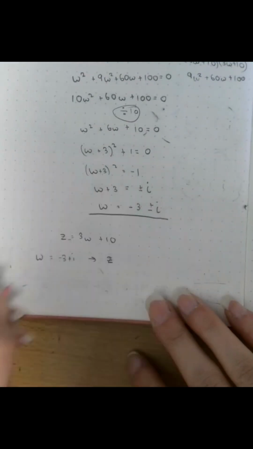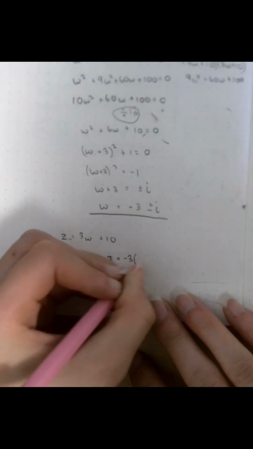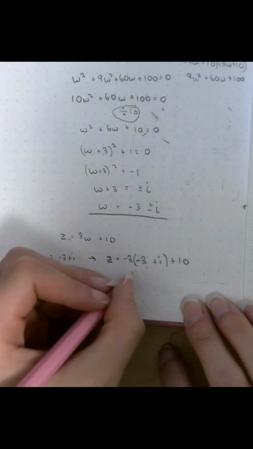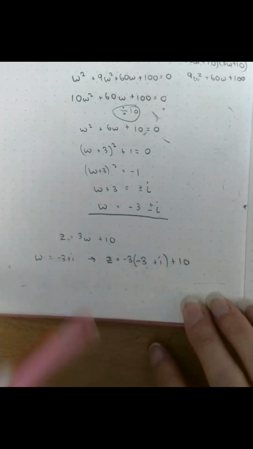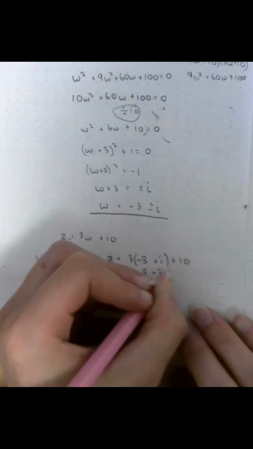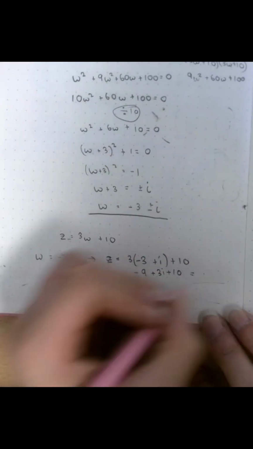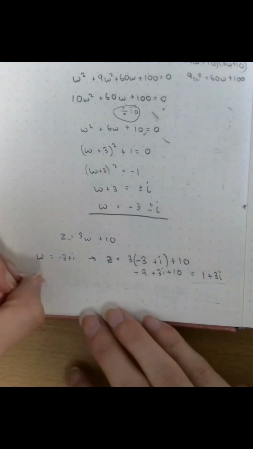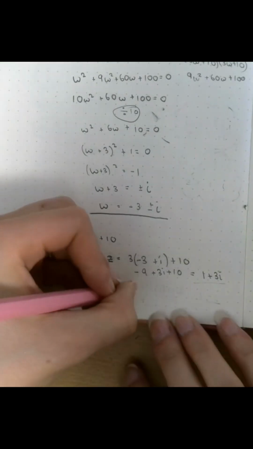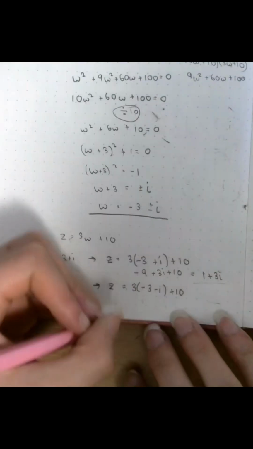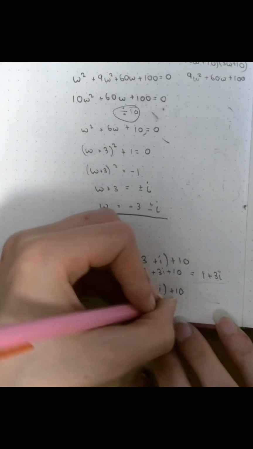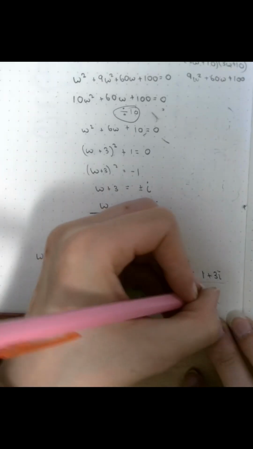z is going to be, when we substitute in minus 3 plus i, it's going to be 3 lots of minus 3 plus i plus 10. So that will give us a minus 3. It's not minus 3, it's positive 3, isn't it? Apologies. So 3 times minus 3 is minus 9. We'll have the plus 3i plus 10, which will give us 1 plus 3i. And let's do the same for the other value of w, which is minus 3 minus i. So therefore z is 3 lots of minus 3 minus i plus 10. It's going to give us the same thing, but the 3i is now going to be negative, because that's going to be minus 9 minus 3i plus 10, giving us 1 minus 3i.